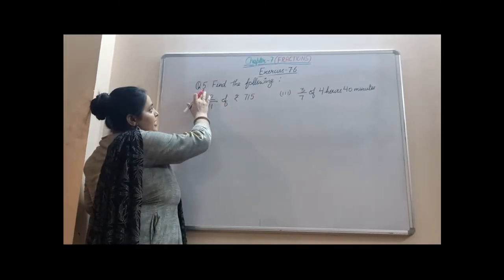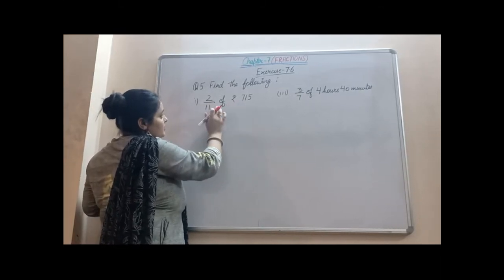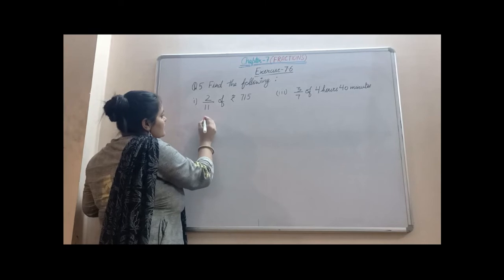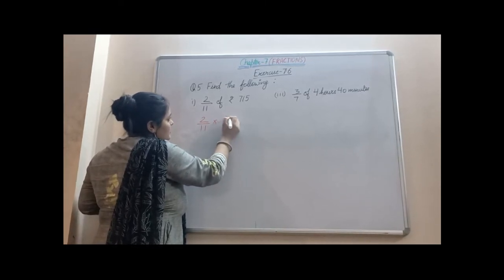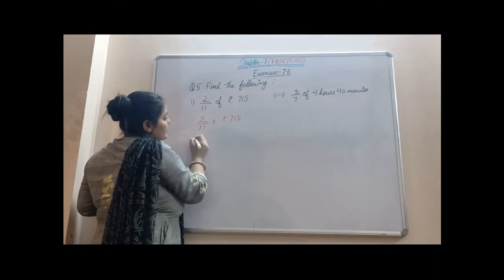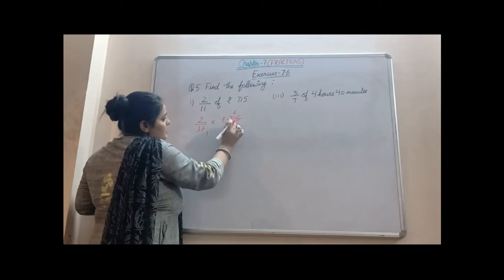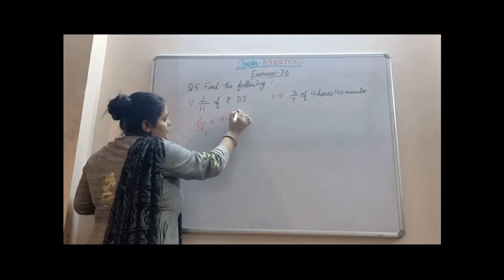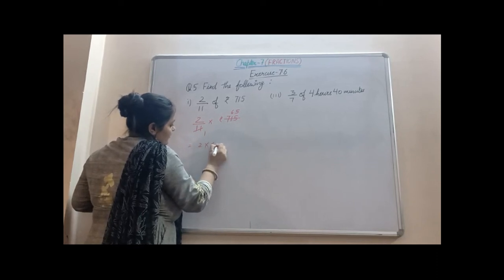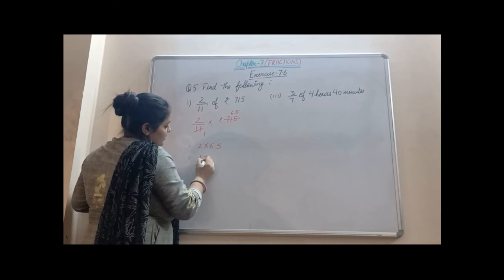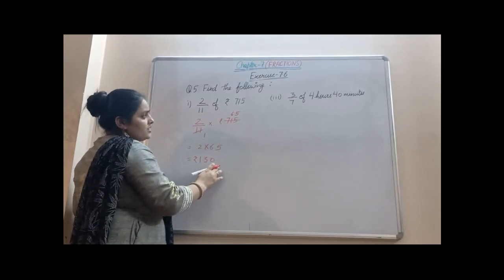Now let's do question number 5. Find the following, first part. 2 by 11 of rupees 715. So of means multiplication. So let's do it. 2 by 11 multiplied by rupees 715. So cancelling out the common factor. 11 1s are 11, 11 6s are 66, 11 minus 6, 5, 55. So 11 5s are 55. So what we get is 2 into 65. So that will be 130. So 2 by 11 of rupees 715 is rupees 130.